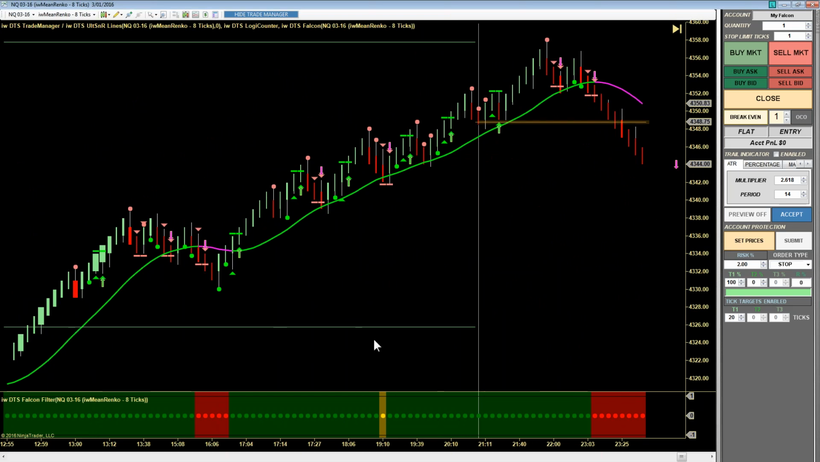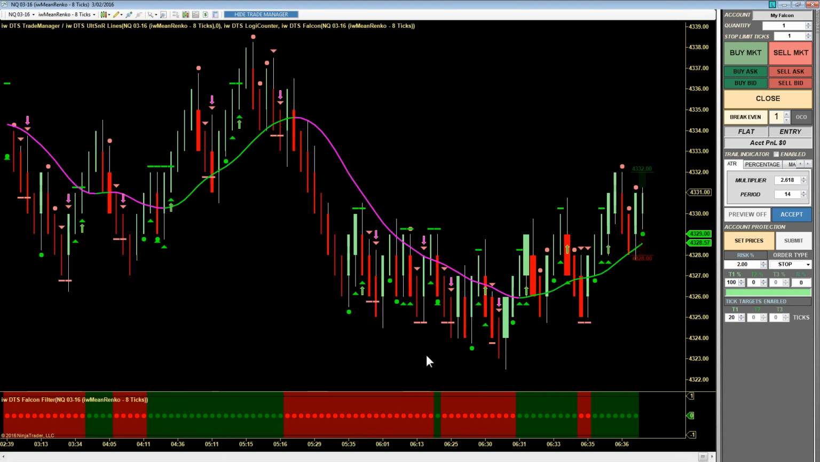Another high probability signal with the Falcon is this one right here. We call it the late filter entry signal. And again, it's easy to identify. It occurs when the filter goes out of sync and comes back into sync, but the trend line never changes color. We generate a signal, and that one also is a high probability signal. We tend to have some pretty good follow through on that one.